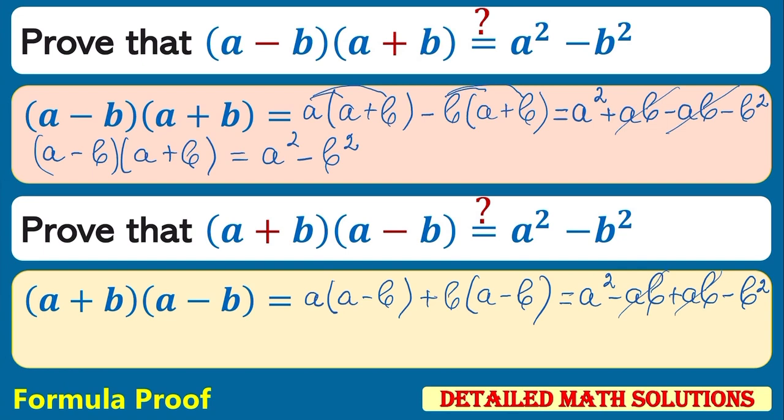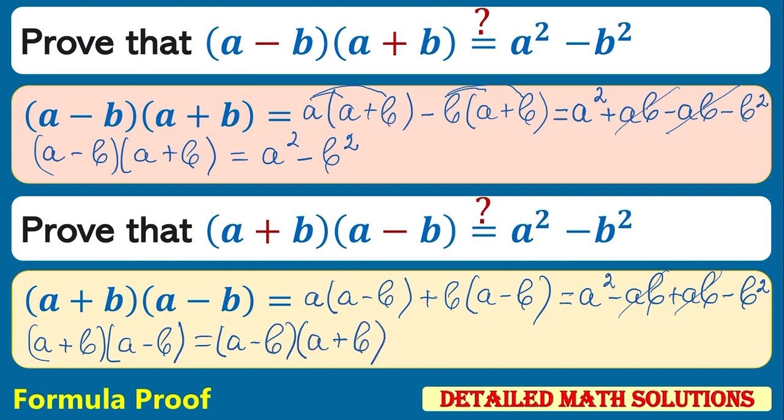And I've proved that a plus b in parentheses multiplied by a minus b in parentheses does equal the first equation, a minus b in parentheses multiplied by a plus b in parentheses, and they both equal a squared minus b squared, so both equations are an identity.